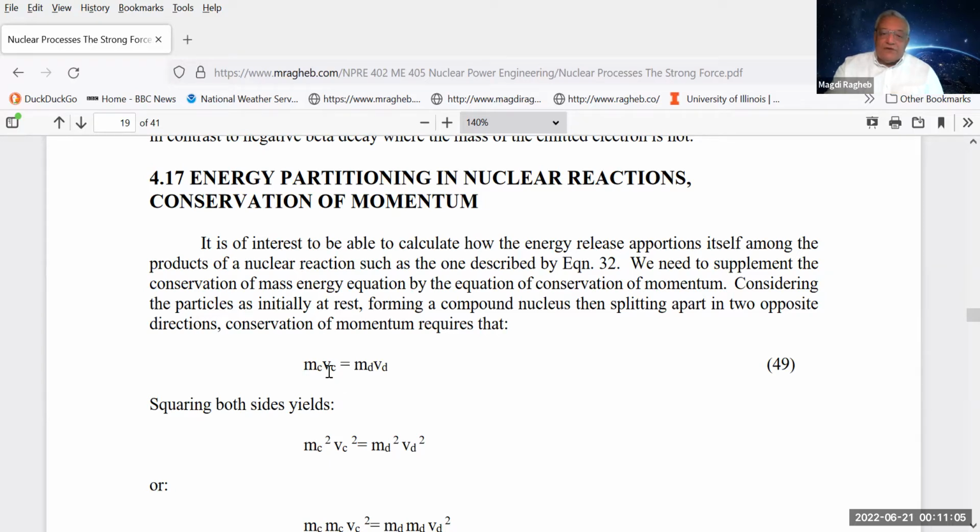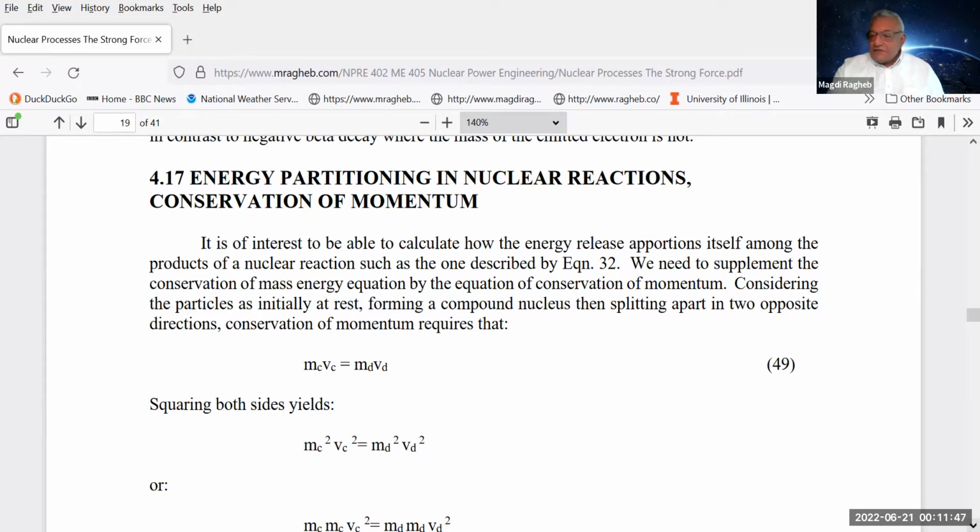We're going to assume that a particle interacts with the nucleus and both of them are at rest, and that they form together now a compound nucleus. So maybe you can get an alpha particle to interact with aluminum. They form a compound nucleus and then they split apart into two pieces that move in different directions. One of them would be C and one is going to be D. And because momentum is conserved in general in nuclear reactions, you find that the momentum of the C particle should be equal to the momentum of the D particle.